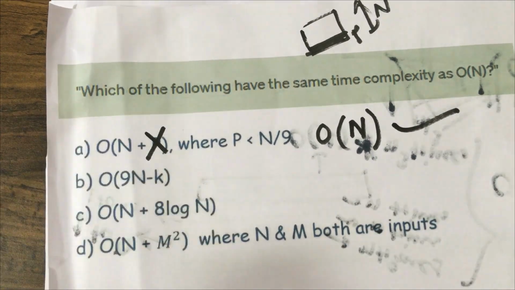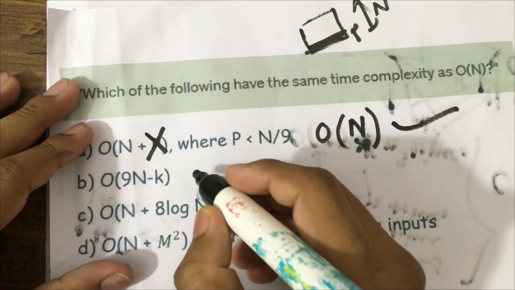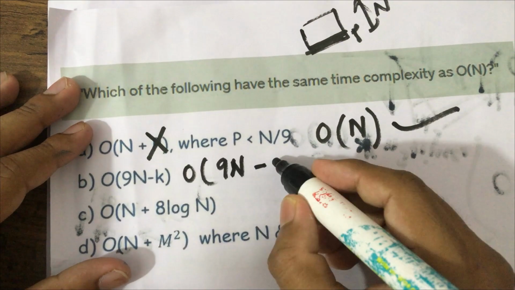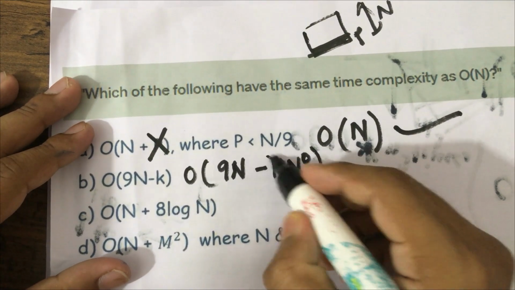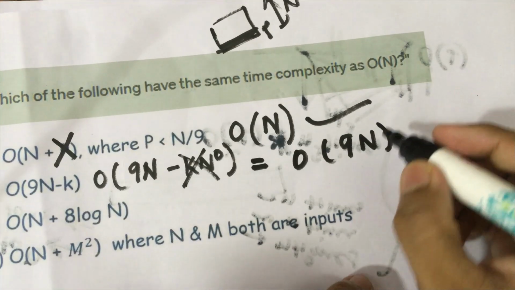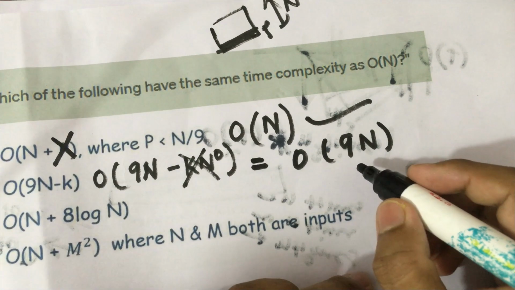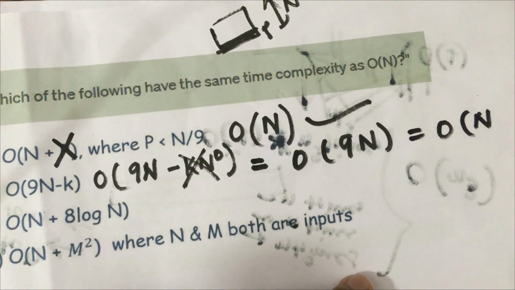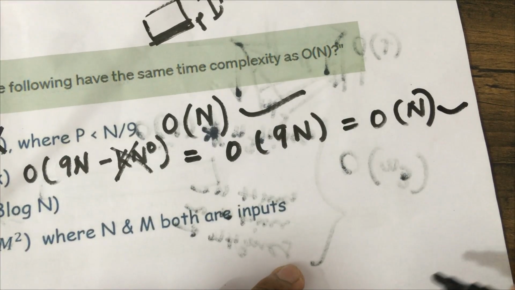We can simply write this as k, or we can ignore this part, having it as O of 9n. We can even ignore the constant multiplier, so the factor comes out to be n. 9 is not that big of a number, ignore it. O of n comes out to be O of n.